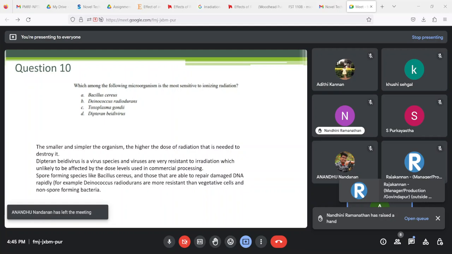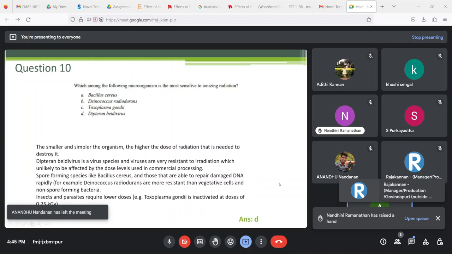And then after the spore forming organisms come the vegetative cells and non-spore forming bacteria. And finally come parasites and insects, which is Toxoplasma gondii. So Toxoplasma gondii is a kind of parasite, and it is inactivated at a much lower dose. So here you can see the trend: the virus is the most simple and is the most resistant. Then come the spore forming bacteria such as Bacillus and Deinococcus. Then come non-spore forming bacteria, and then come insects and parasites. So insects and parasites require the least dose of ionizing radiation as they are most sensitive.